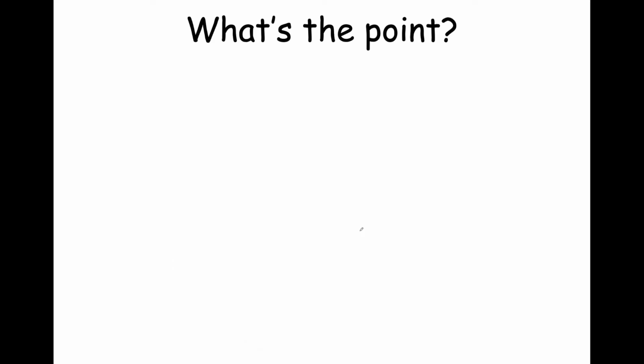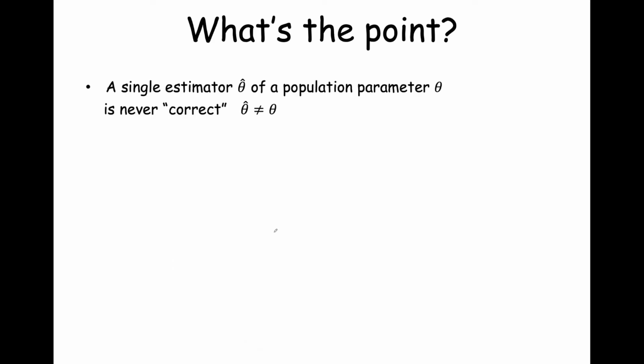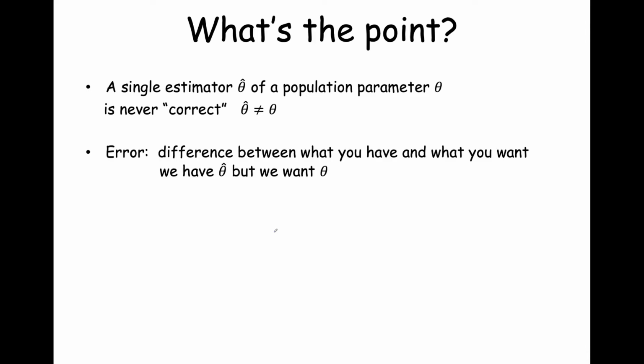Okay, so you have a single estimator, theta hat, of a population parameter. That's what you do when you compute lambda hat once, right? It's a single estimator, and that estimator is certainly never correct. You'd like it to be as close as possible to the unknown ground truth parameter, theta, but theta hat, a single estimator's outcome, a value that you calculate over the data, is never correct. So it's different. Now, let's define the error as being the difference between what you have and what you want.